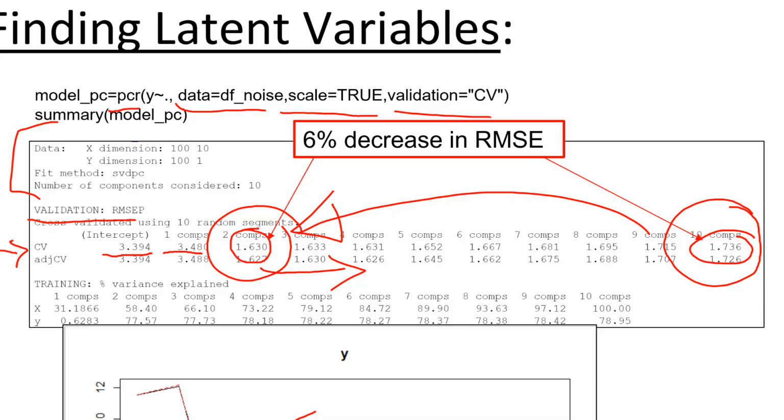And so when you use PCA, principal components analysis, with regression, and you say my best result is with, in this example, 2 dimensions, you can think of that as telling you that there's really 2 dimensions worth of useful information in your data.